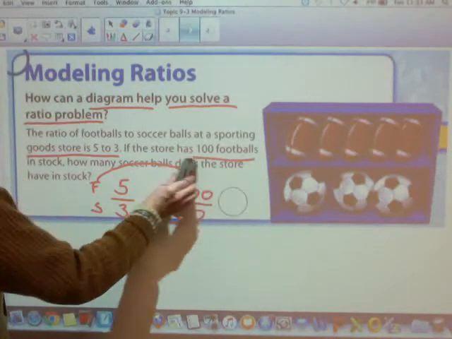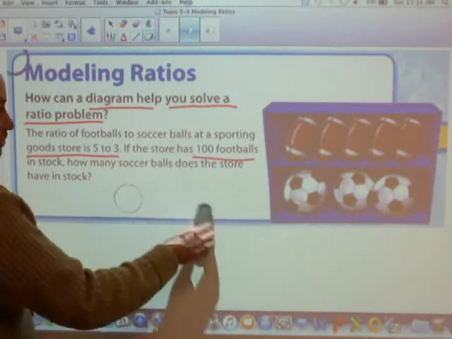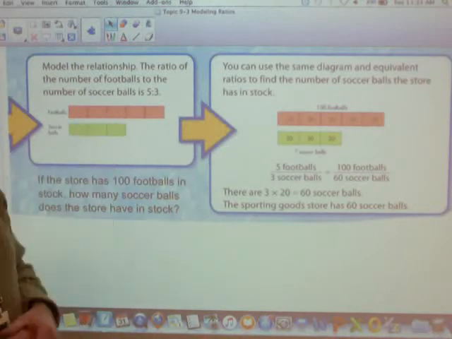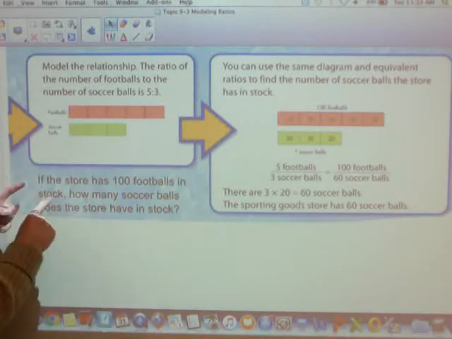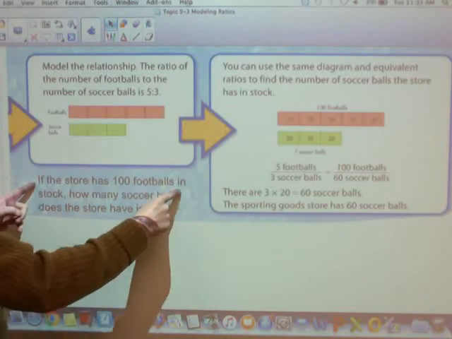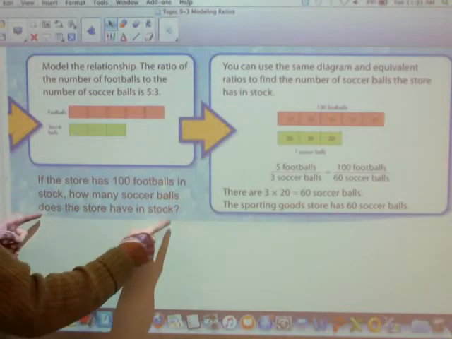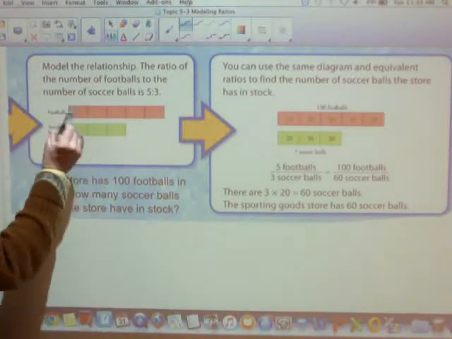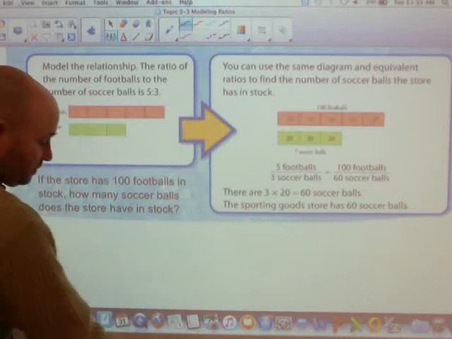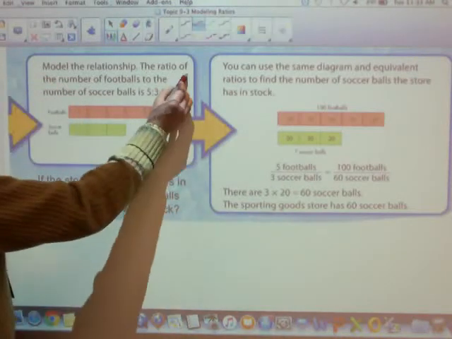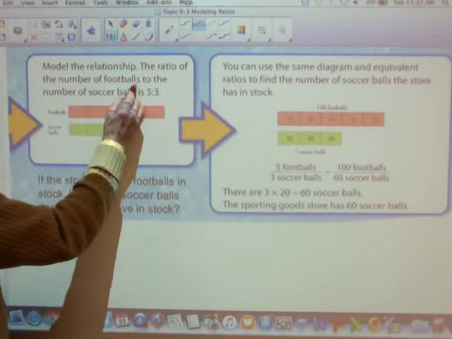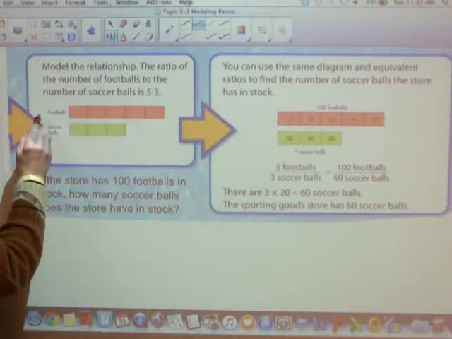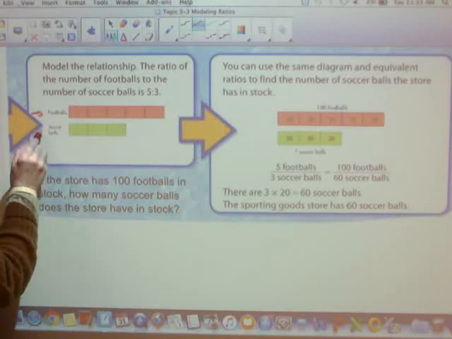Now, many of you have probably figured out the answer already, but the book does a really nice job of showing you a model for representing this. Now remember, here's our question. If the store has 100 footballs in stock, how many soccer balls does the store have in stock? Well, in this case, you could model the relationship. The ratio of the number of footballs to the number of soccer balls is 5 to 3. And so here they have footballs, and here they have soccer balls.